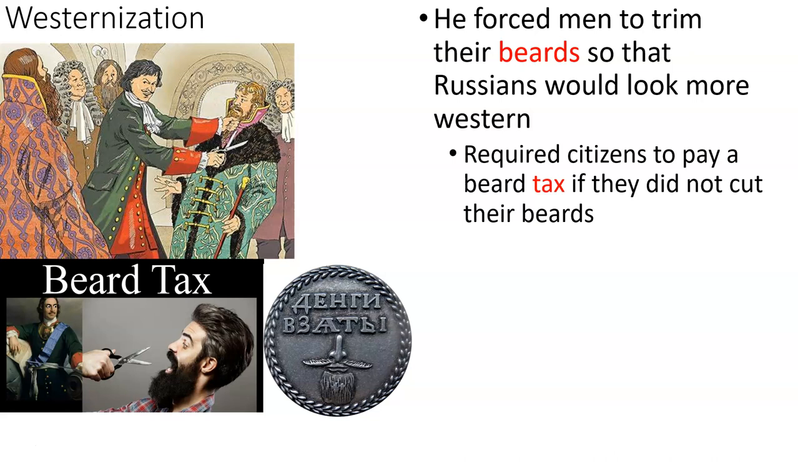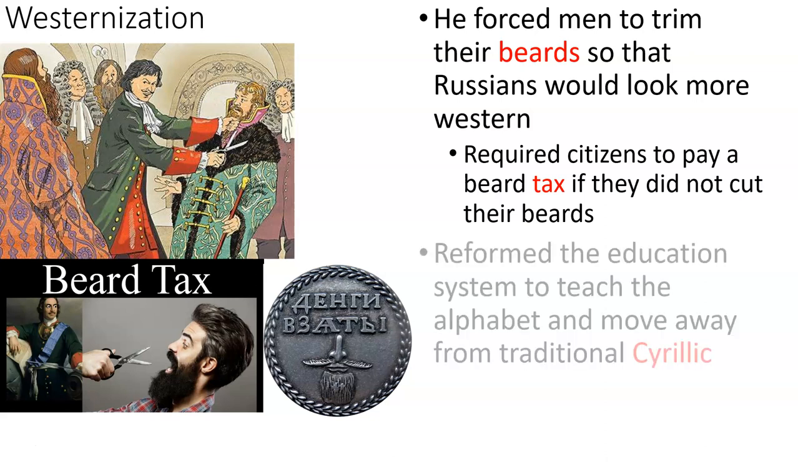Now, for the wealthy, they could get out of this. Maybe not the guy who got his beard chopped off right in front of him, but the other nobles could get out of this if they paid a beard tax. That was a really smart way for him to raise revenue. These guys would have to wear a little coin, like you see there, to represent that they had paid the beard tax. So this was his way of jump-starting westernization.